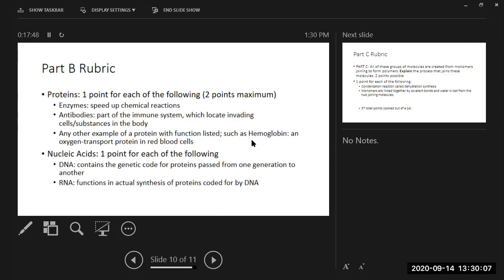You got it. That's it. So I'll take that. Yes. Like for protein, what if I wrote they also help create muscle and tissue? I'll take that. Yeah, that would be actin and myosin. Make sure you know that.